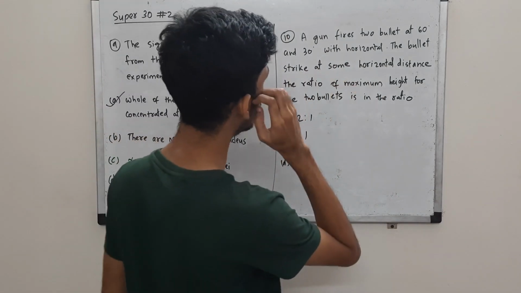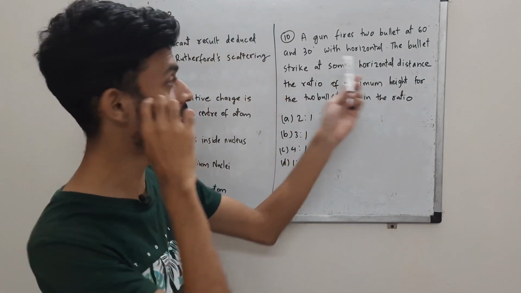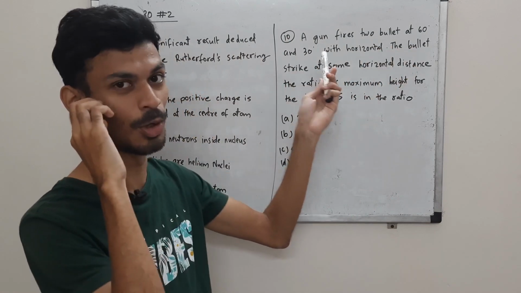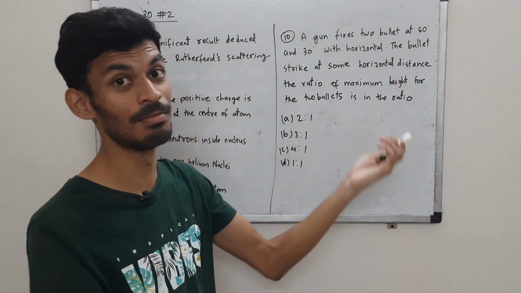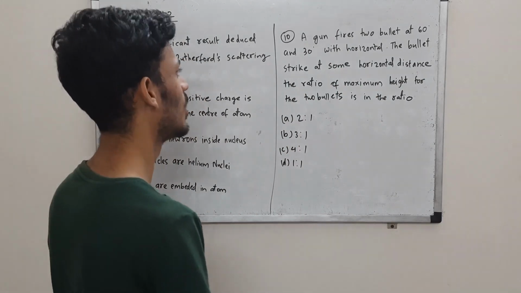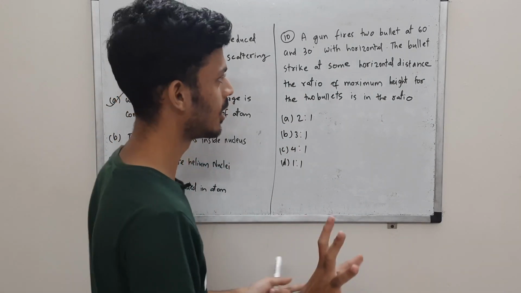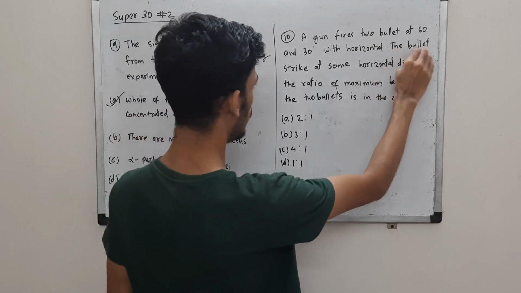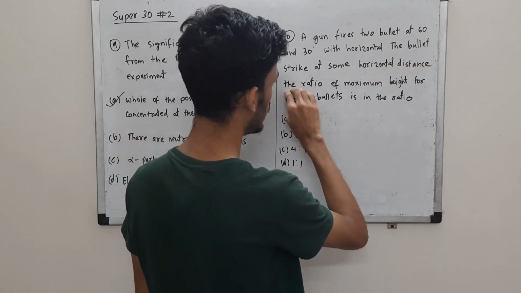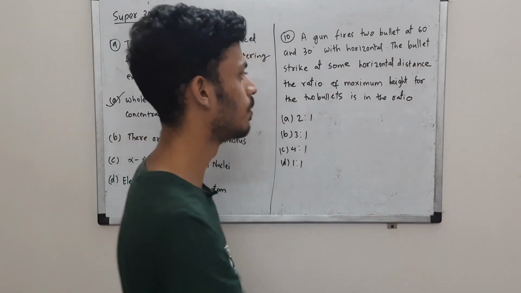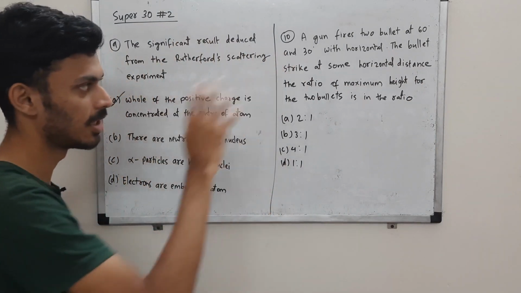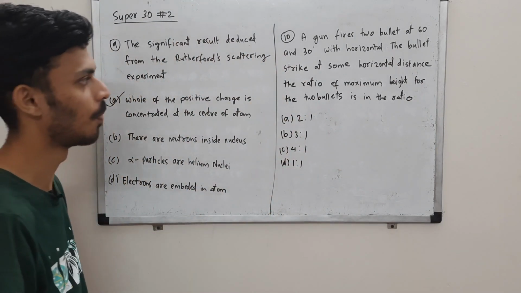So here we have a gun which fires 2 bullets at 60 and 30 degree. What's so special about these 2 angles? They are complementary angles. So for complementary angles, you might know that the horizontal range is the same. We are going to use it. The bullet strikes at some horizontal distance, and the ratio of the maximum height achieved by these 2 bullets is in the ratio.